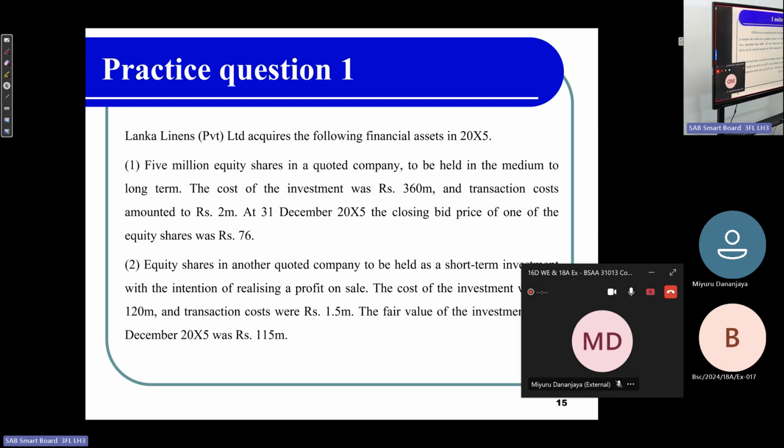How much transaction cost did you take? 1.5. Right. Good. Subsequent measurement at fair value.